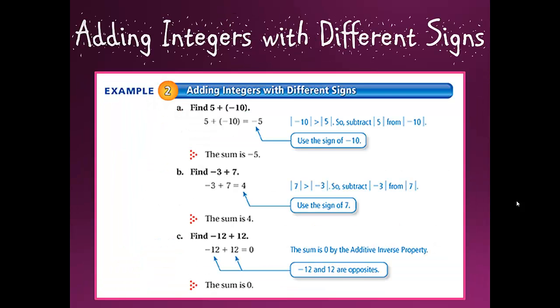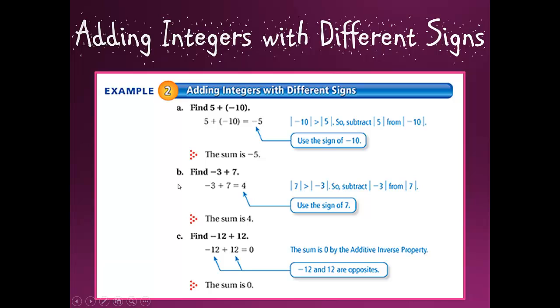Now for our second example, we're adding integers with different signs. For a, we're going to find 5 plus negative 10. The absolute value of 5 is 5, and the absolute value of negative 10 is 10. Since we have a negative and a positive, we're going to subtract. 10 minus 5 is 5, and the negative 10 has the larger absolute value. Since it is negative in our problem, our answer is also negative. So our answer is negative 5.